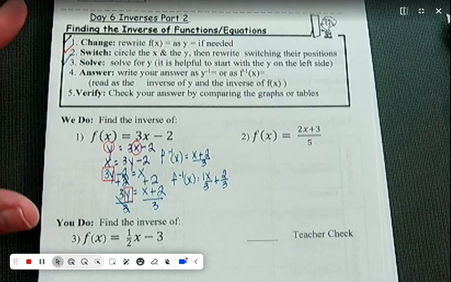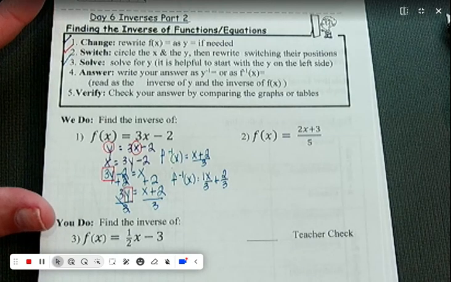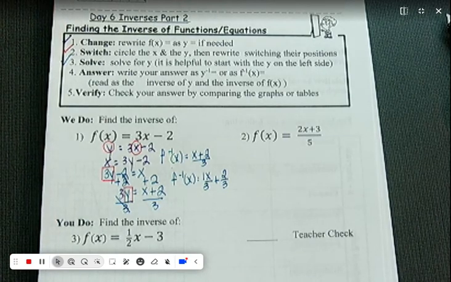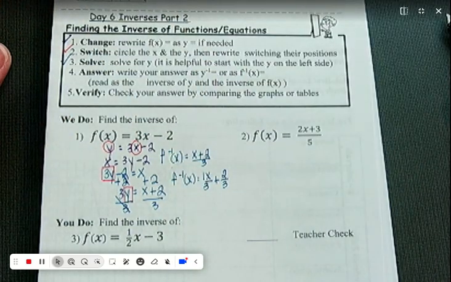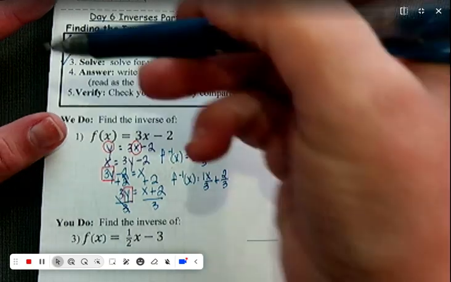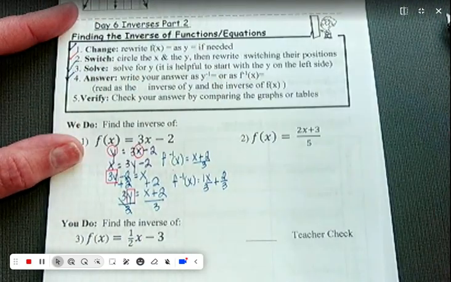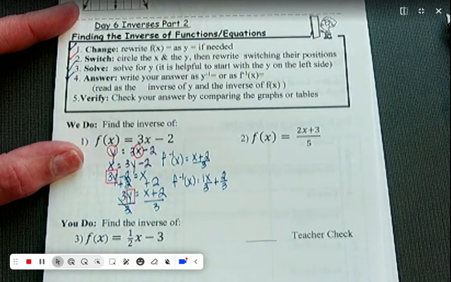All right, let's look at number 2. Oh, well, let's look at our answers. Our checklist, so let's check this off. We just solved. We wrote it as the inverse of f of x. So my last step is to verify.